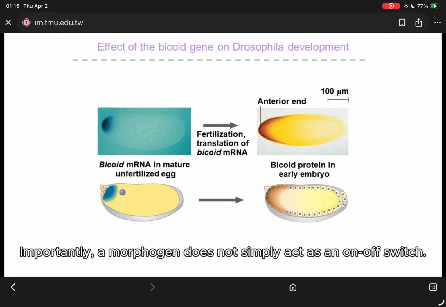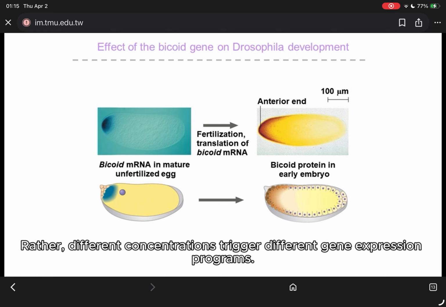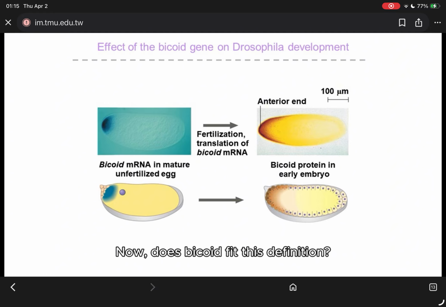Importantly, a morphogen does not simply act as an on-off switch. Rather, different concentrations trigger different gene expression programs. Now, does bicoid fit this definition? Absolutely.